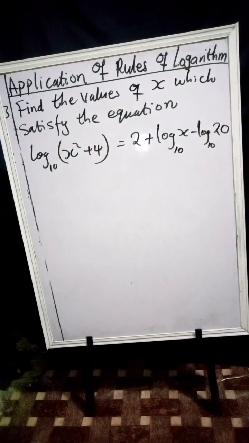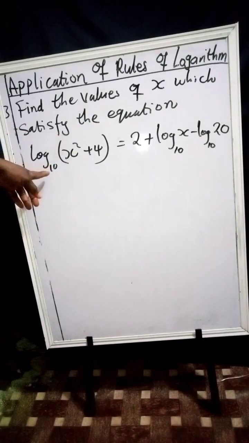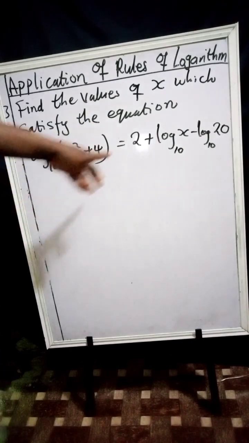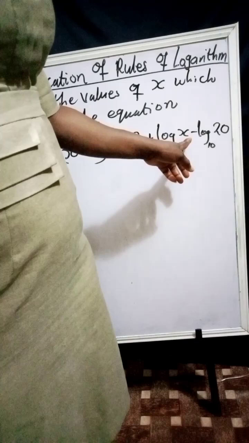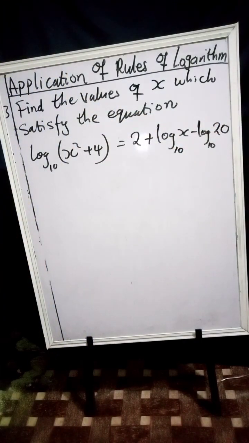Let's look at question number 3. Find the values of x which satisfy the equation. We have log of x squared plus 4 base 10 is equal to 2 plus log of x base 10 minus log of 20 base 10. What do we have to do first?